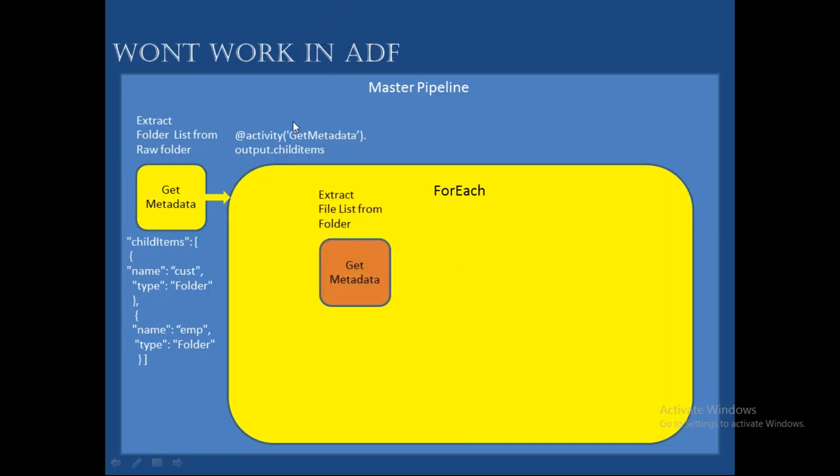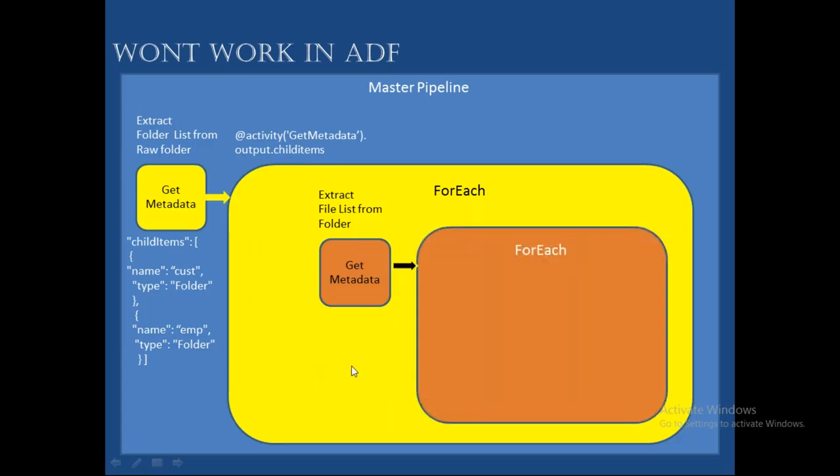So what are you doing? First, this ForEach is going to give the cust folder. Now this time, if I want to get all the files inside the cust folder, what do I need to do? I need to select this folder in the dataset. Then I need to again enable child items. This time I'm going to get the files. Those files I will pass to the ForEach. What is the ForEach going to do?